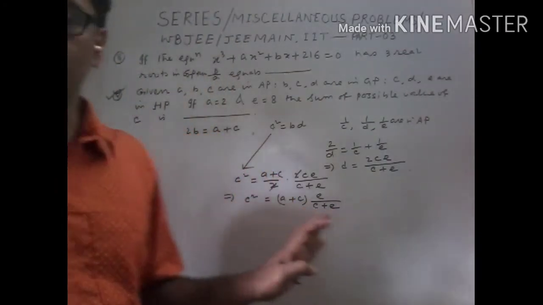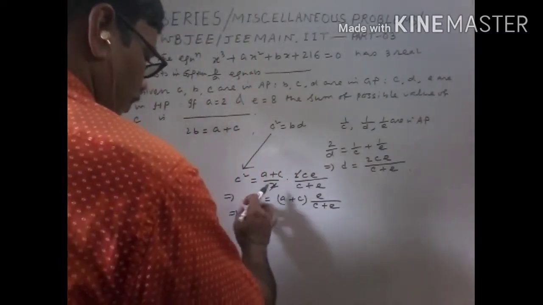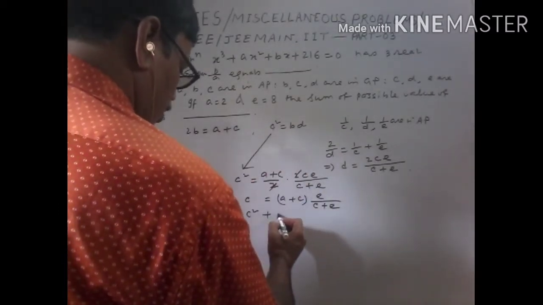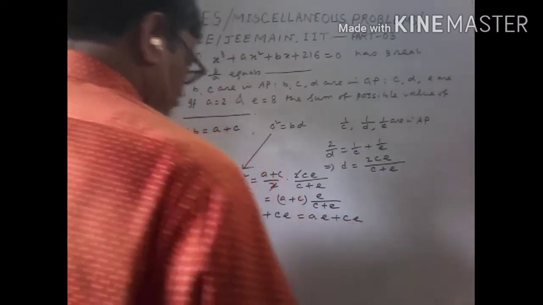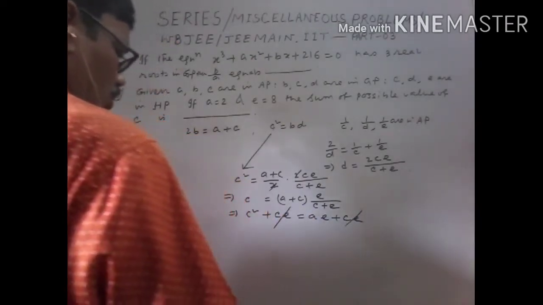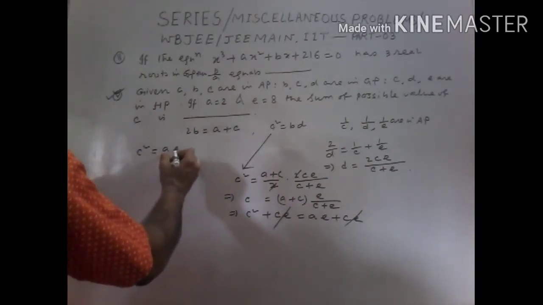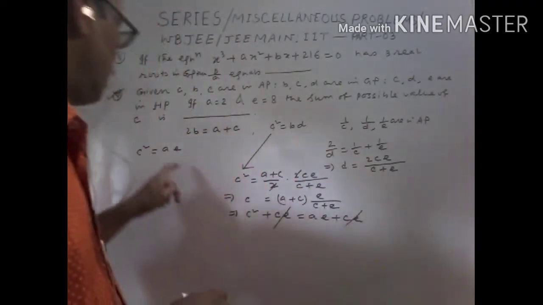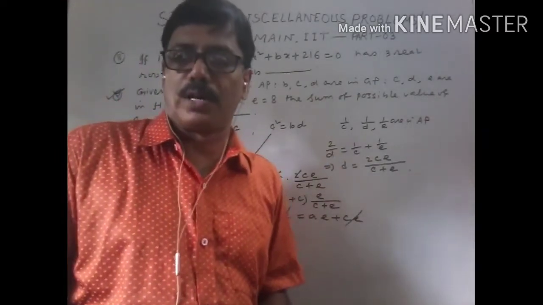C not equal to 0. So we are getting this. If we multiply, C cancels out. So C square plus CE equals AE plus CE. So CE cancels out. So finally we get C square equals A into E. So that is, ACE are in GP. It may be one form of answer.